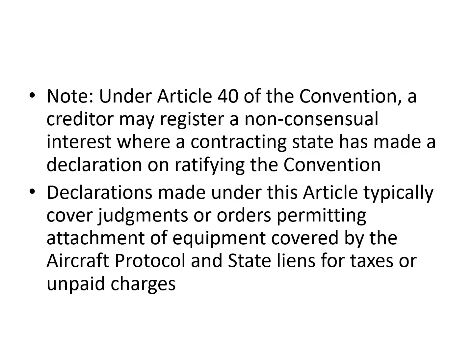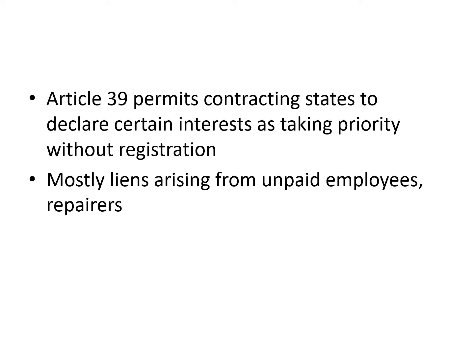They will appear on the registration certificate or the international registry, but they'll only be applicable where a state has actually permitted that to happen by declaring themselves to come within Article 40. They've made a declaration about this under Article 40. Compare this with Article 39, which permits the contracting states to declare certain interests as taking priority without registration. And this all boils down to the fact that the Cape Town Convention allows a significant amount of discretion on the part of the states with respect to elements of the convention.